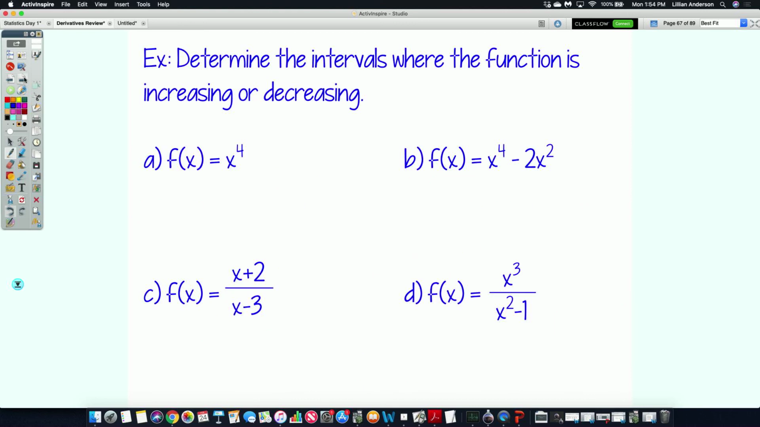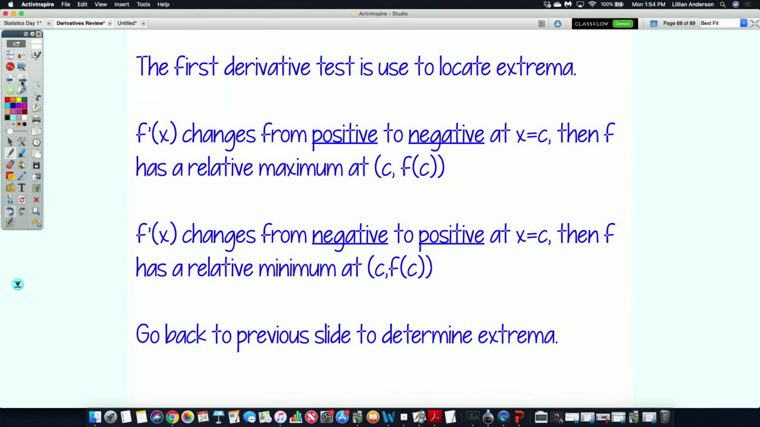Remember, when you go from negative to positive, you have a relative minimum. When you go positive to negative, you have a relative maximum. This is what the first derivative test tells us. When we take derivatives, set it equal to 0 and make our number line, that is the first derivative test. So negative to positive is a min, positive to negative makes a max. And then, of course, to actually find the point, you take that critical value and plug it into the original function.